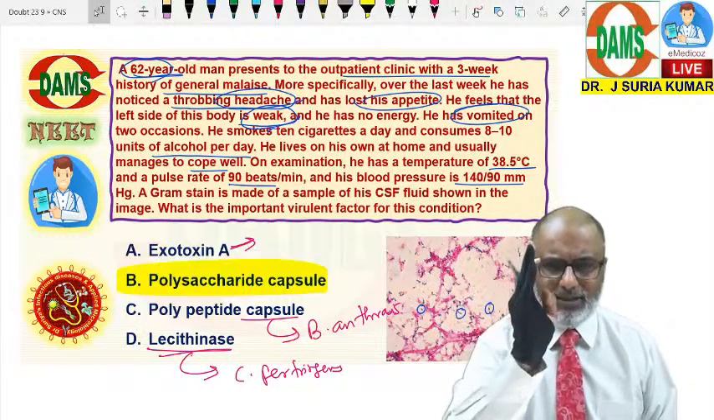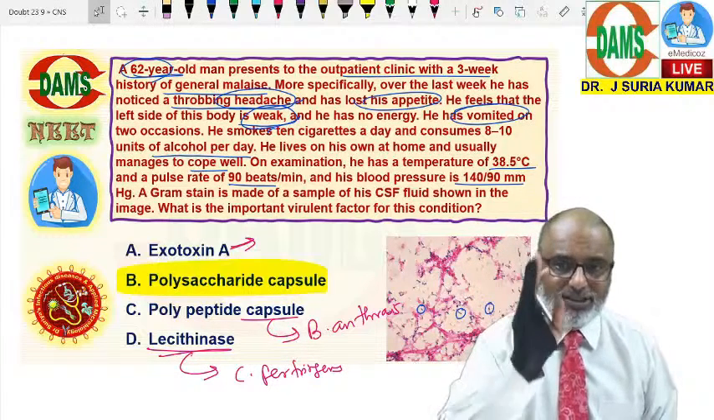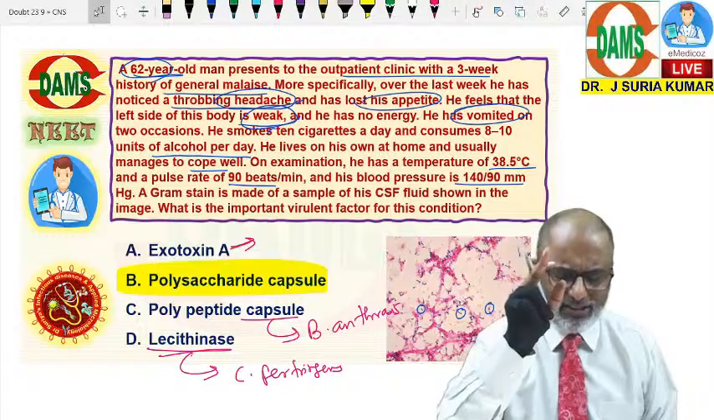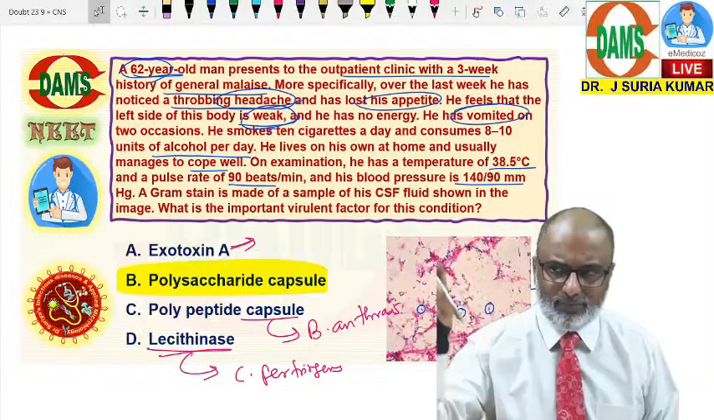So what are the clinical findings? What are the laboratory findings? What is the etiological agent? Based on the etiological agent, one more template. For that etiological agent, what is the lab diagnosis, the confirmatory diagnosis, the drug of choice, and other points.